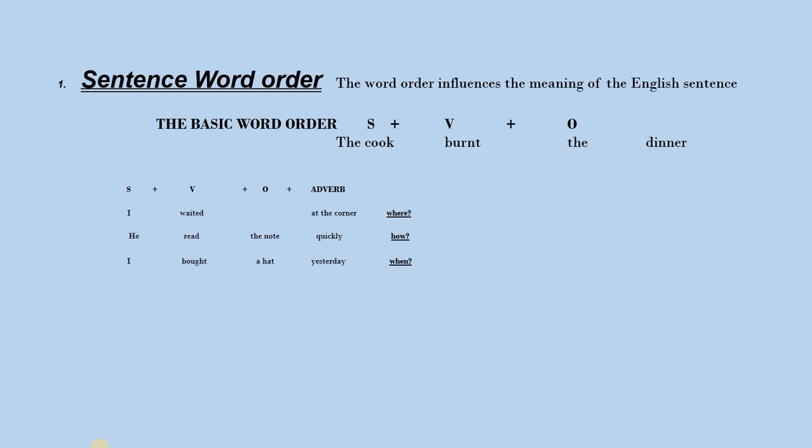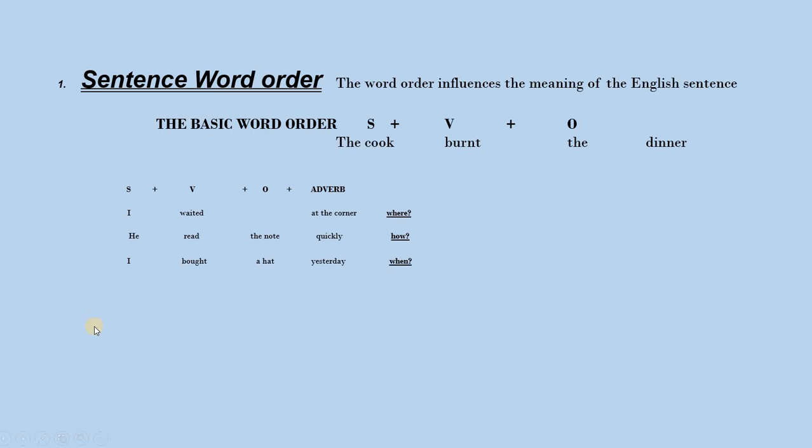The word order influences the meaning of the English sentence. So the way we organize the sentence parts affects the meaning of the sentence. So subject, verb, object is the basic word order in English. The cook burned the dinner. The cook is the subject. Did what? He burned what? The dinner. So the cook burned the dinner. This is the logical order, or the word order in an English sentence.